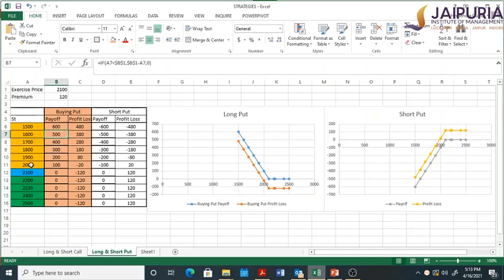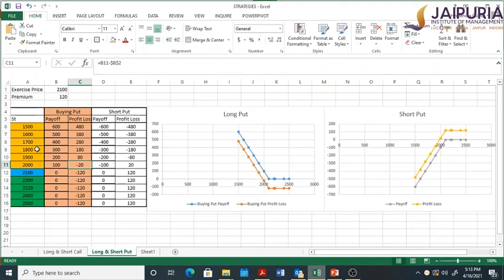So at 2000 rupees, he has a right to sell at 2100 rupees, where the stock is 2000. He will still exercise the put option. He will have a positive payoff, but since he had paid the premium of rupees 120, his net gain will be minus 20. Clear? You can see the lower the stock is falling, the more the gain will be.